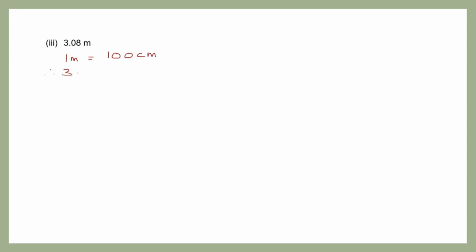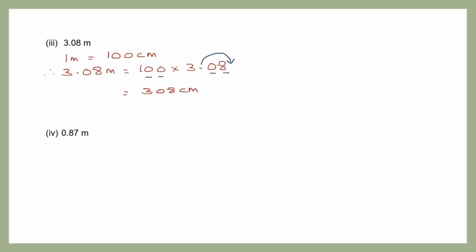Therefore, 3.08 meters will be 100 into 3.08. Now there are two zeros, so my point will move two places to the right. So what do I get? I get 308.0 or simply 308 centimeters.